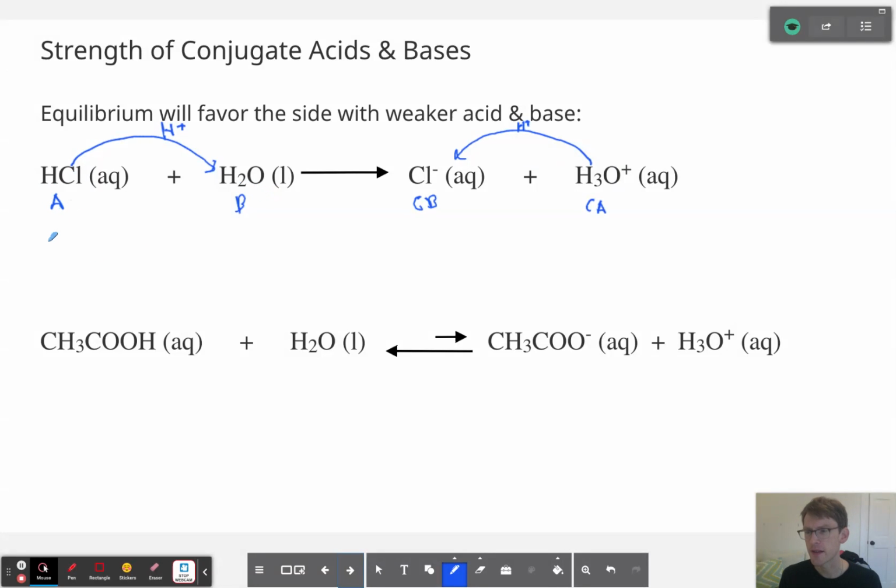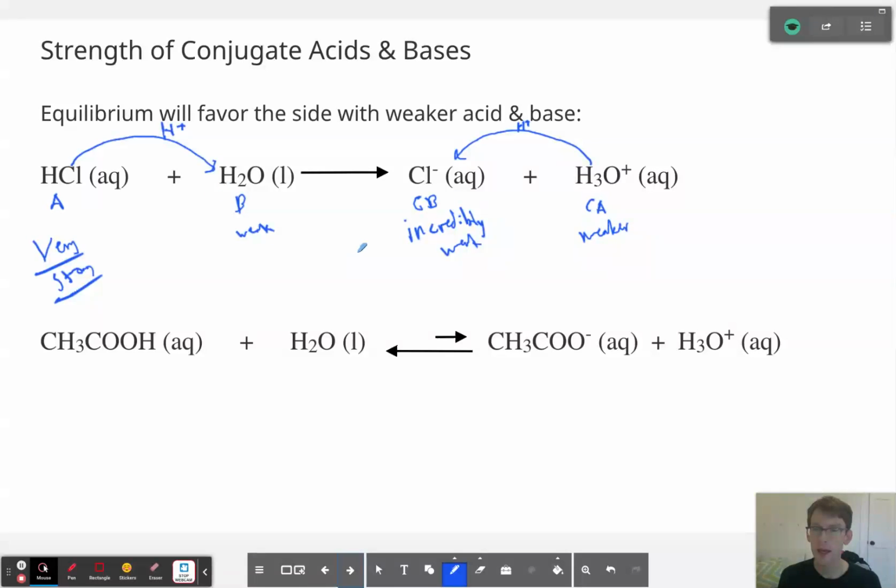This isn't just any acid. This is a very, very strong acid. This water is going to be a weak base. Our chloride anion is about as weak of a base as you're going to find. It's incredibly weak. So this is an incredibly weak base. And the conjugate acid is still going to be a weaker acid than the HCl.